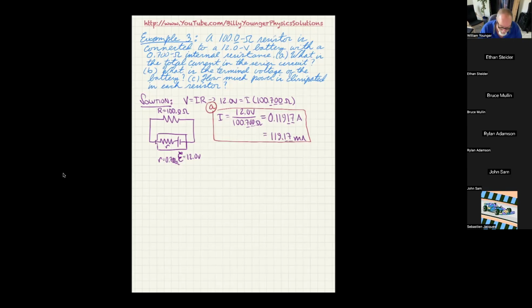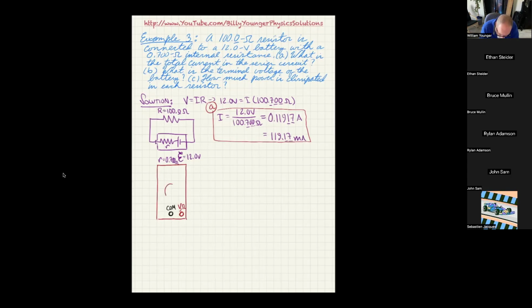Now, for part B, they want to know what's the terminal voltage. Now, what I'm going to tell you is there's this neat way where you can check the voltages at spots, and that's what I like to do. So let's just imagine for a second that we have a voltmeter, a multimeter right here. Okay, so this is our multimeter. This is our V omega port. And this is our COM port.